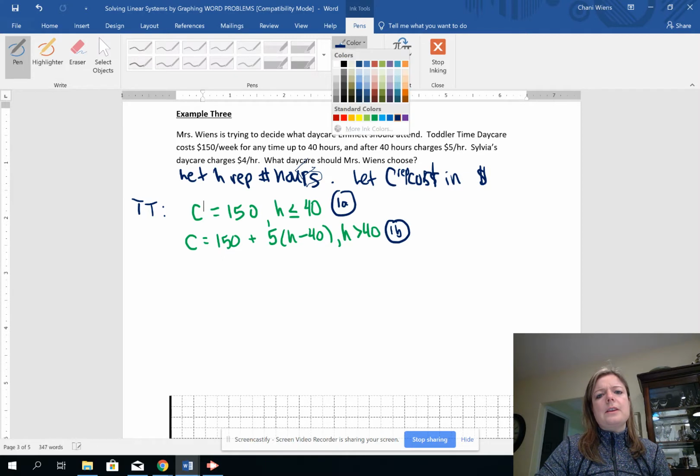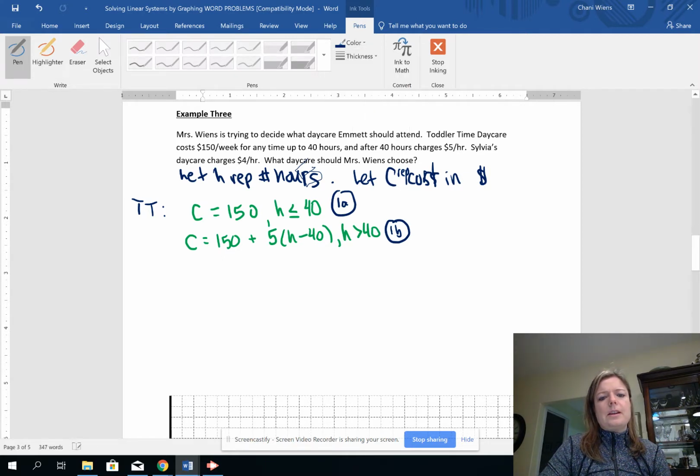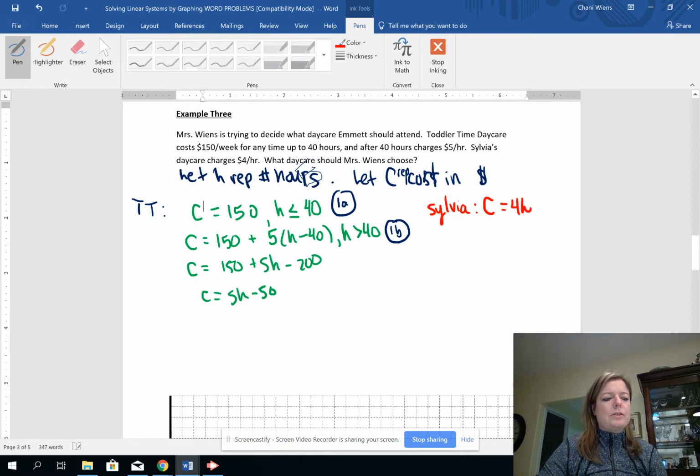Okay, now notice that the equation again can be simplified. So you would get C equals 150 plus 5H minus 200. So C equals 5H minus 50 is a simplified version of 1B. Okay, now let's do Sylvia's Daycare. So hers is relatively simple. It's just C is equal to 4 times H. So 4 times the number of hours. So this we can call equation 2.